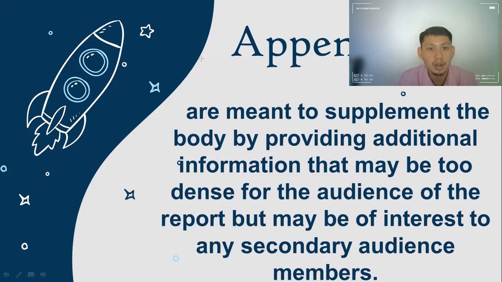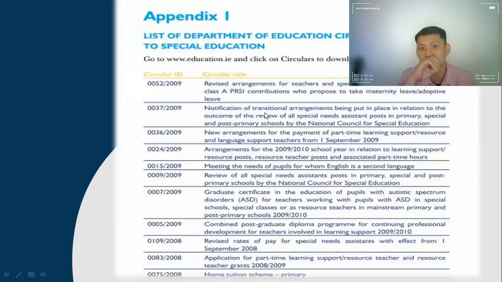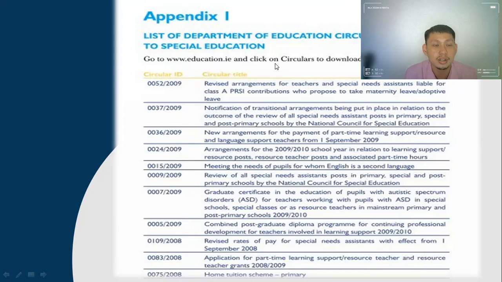Now, how do we do appendices? Say, for example, that you mentioned in the body or in the methodology that you looked for the Department of Education circulars related to special education. What you have to do in the body is just basically define this circular, but you don't have to give all of the circulars related to special education. Just define it. But what if the readers want to know what these circulars related to special education are? Then you can use your appendix.